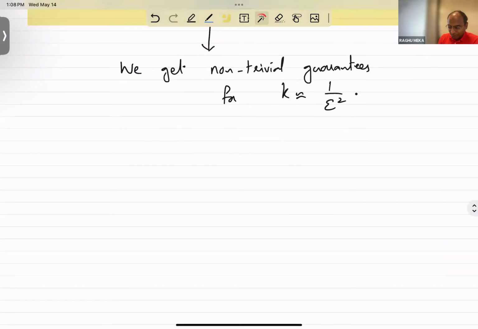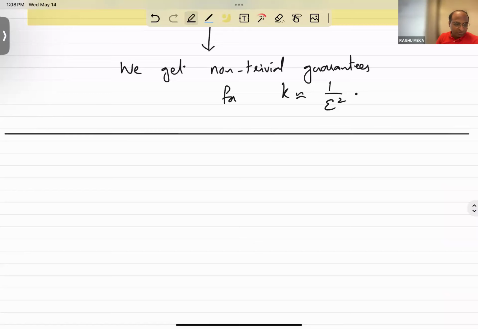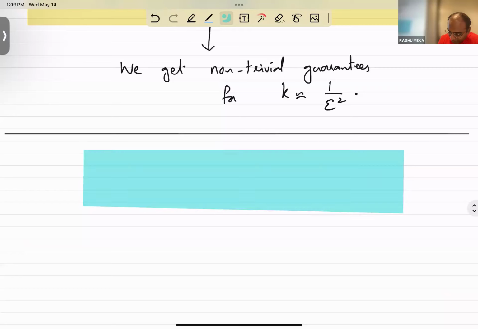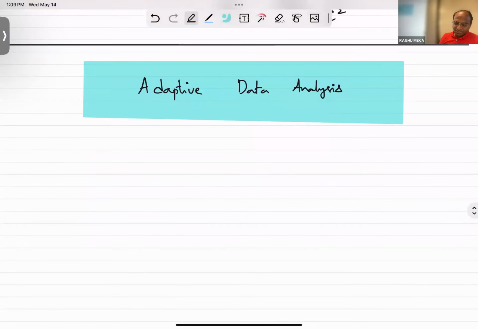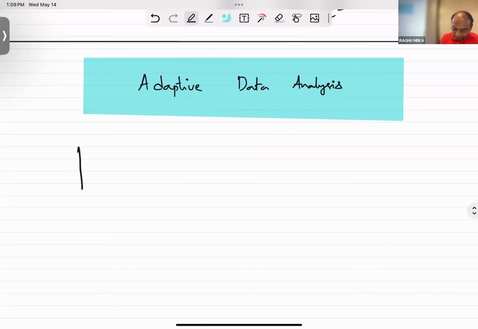Okay. So when this came about the first time, I think it was very surprising. And after that, people found many applications of this. And one of the applications was to what's called adaptive data analysis. Okay. And what is adaptive data analysis?